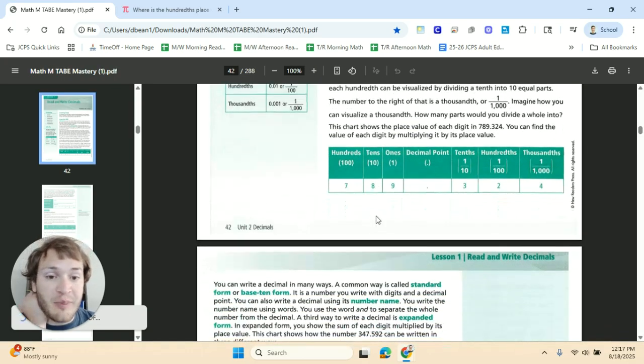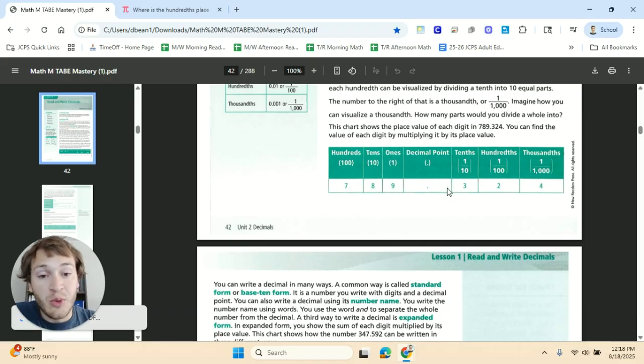We've talked before about how each place value has a name, right? So in this number right here, 789.324, the 7 is in the hundreds place. What that means is that we have 7 hundreds, aka 700. The 8 is in the tens place, which means we've got 8 tens, which is 80. The 9 is in the ones place, which just means we've got 9 ones, aka 9.